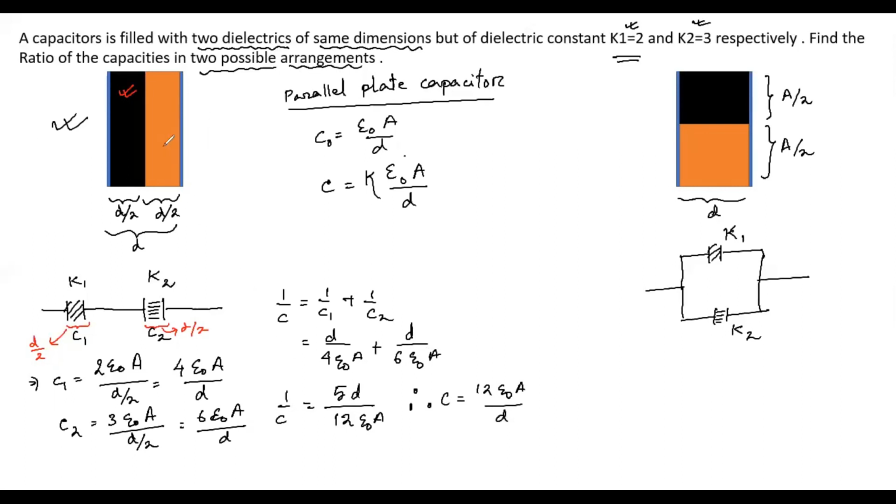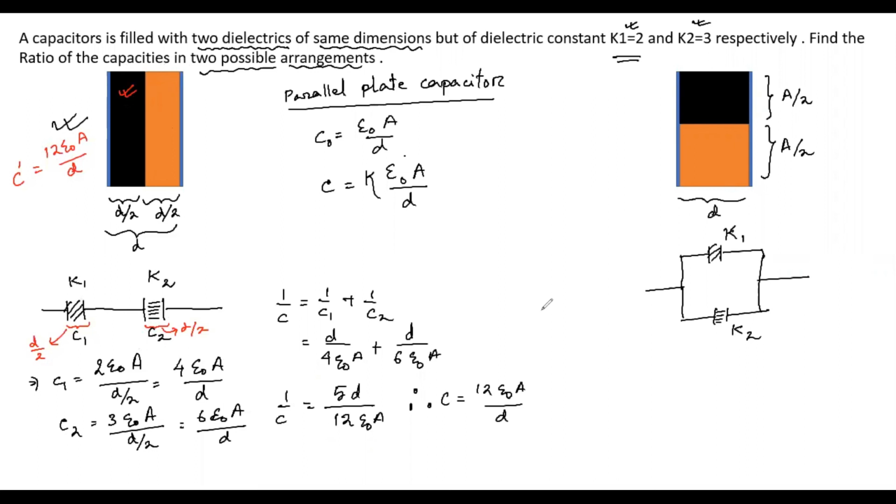So for such an arrangement, let's say it is C1, or instead of C1, let's say that it is C dash. That will be better. C dash is 12 epsilon naught A by 5d. Right? So this is the capacitance of this capacitor when two dielectrics are arranged or inserted in such a manner.